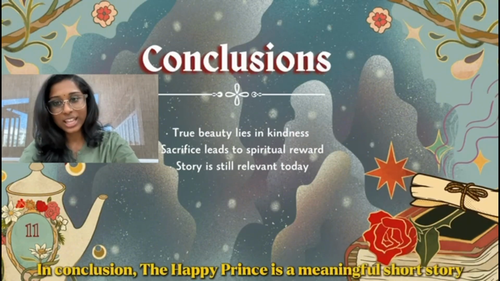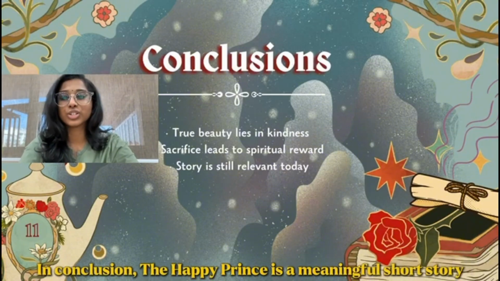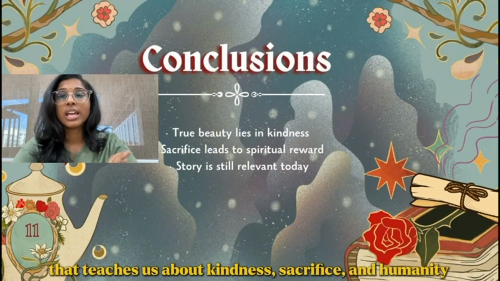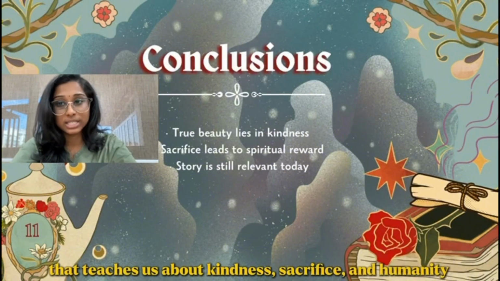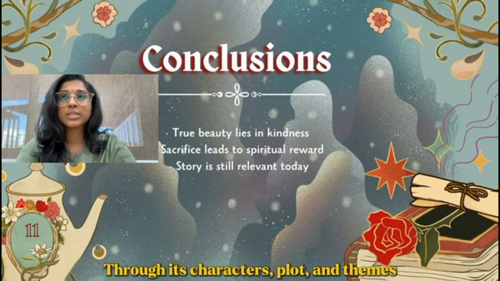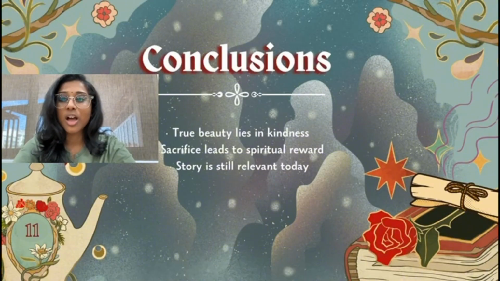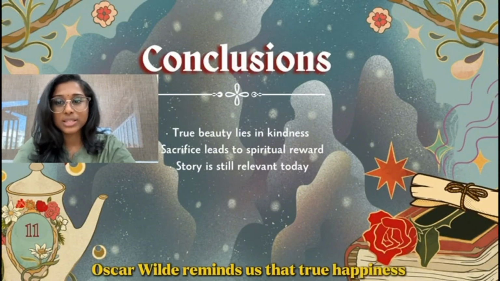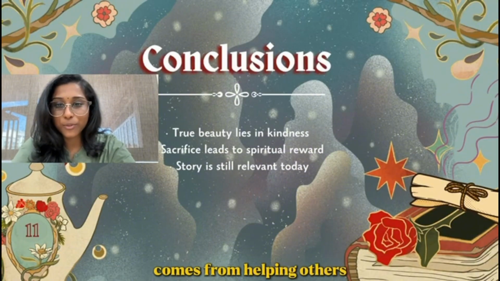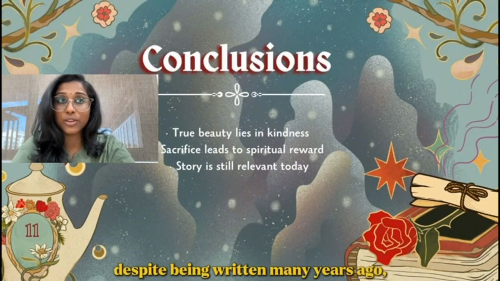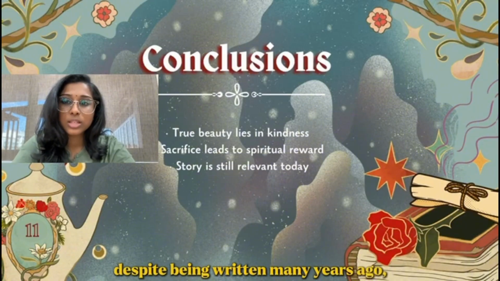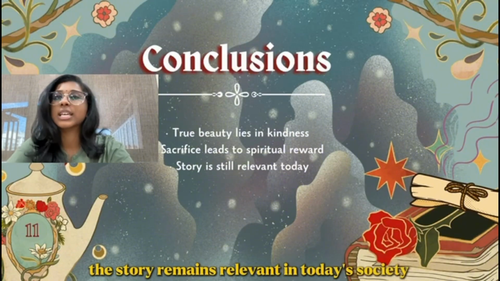In conclusion, The Happy Prince is a meaningful short story that teaches us about kindness, sacrifice, and humanity. Through its characters, plot, and themes, Oscar Wilde reminds us that true happiness comes from helping others. Despite being written many years ago, the story remains relevant in today's society.